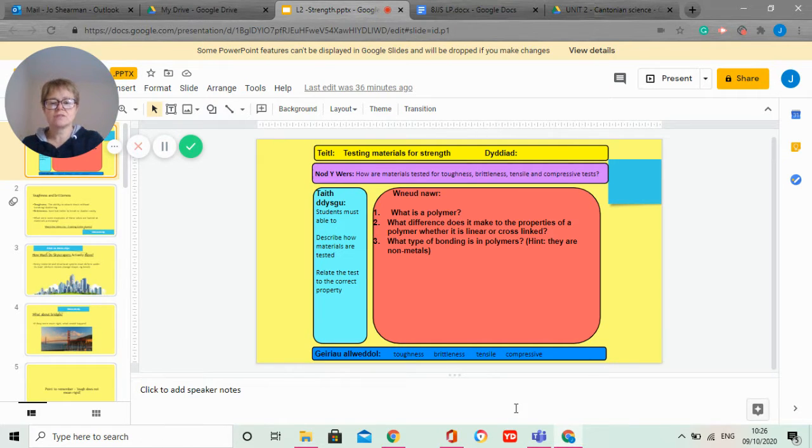Moving on to the answers for those then. A polymer is a substance made of long molecules known as polymers, and the polymer chains themselves are made up of small repeating molecules known as monomers.